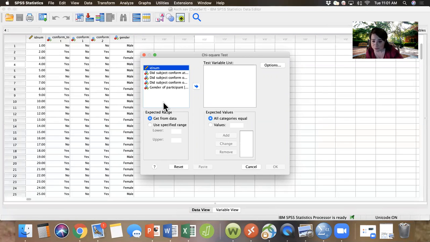Right away, we're going to identify our variable, right? So the categorical variable. Again, with both the one-sample t and the one-way chi-square, we have a single variable. In the case of a one-sample t, we have a single continuous variable. And in the case of the one-way chi-square, we have one categorical variable. So our variable of interest is going to be whether or not our subject conformed at least once. We're going to move that into the test variable list.